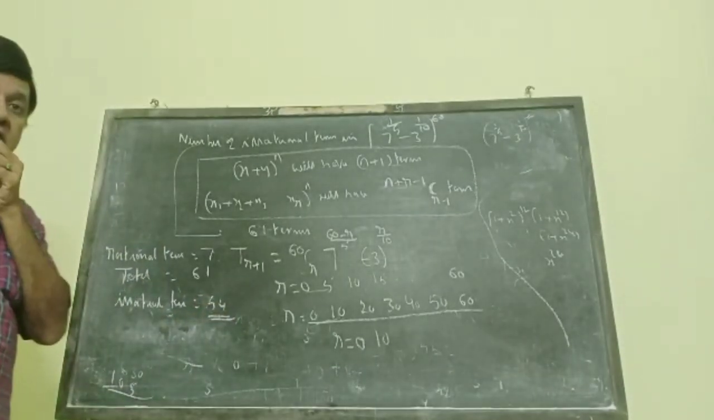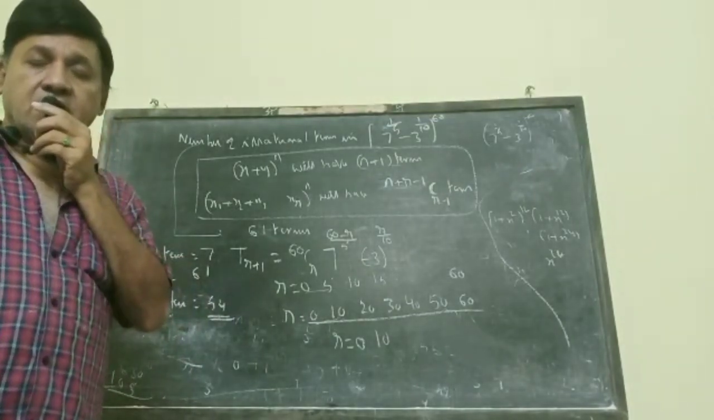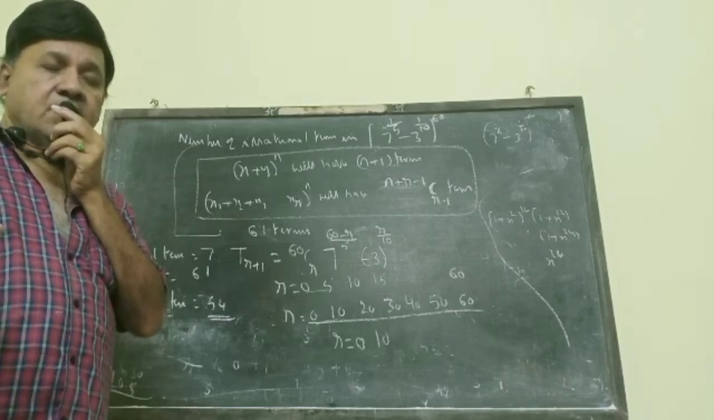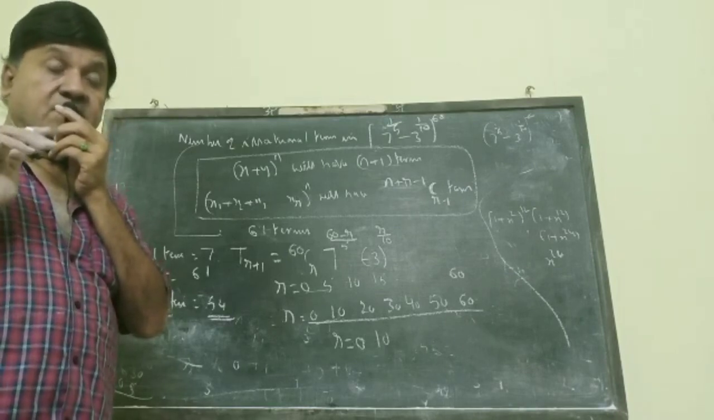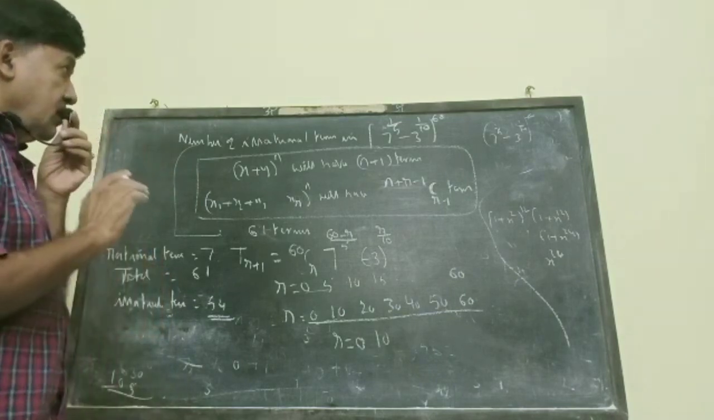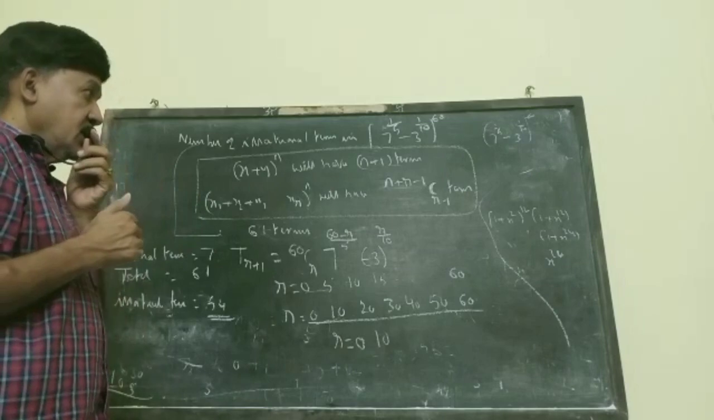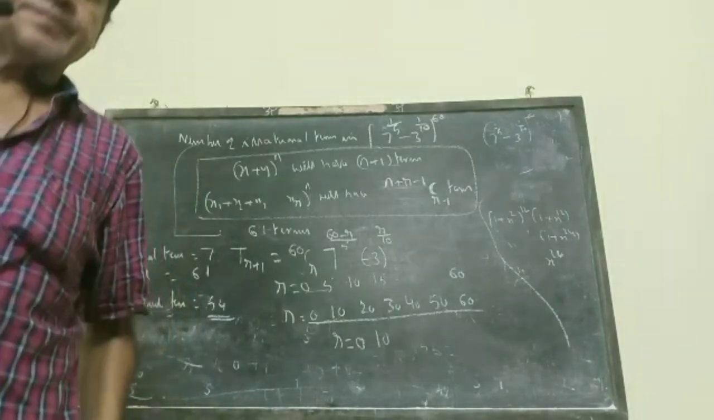So you calculate first the total number of terms, then you calculate the number of rational terms, and subtract the number of rational terms from the total number of terms. Then you will get the number of irrational terms in the expansion. Okay? This is also one of your main questions.